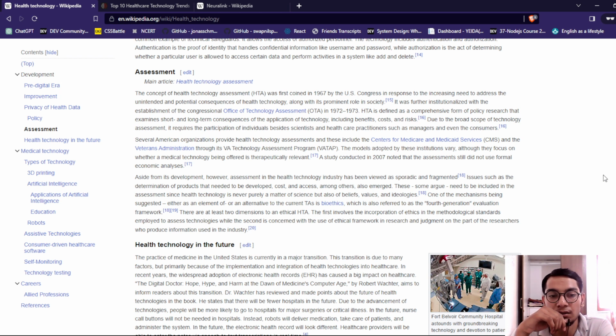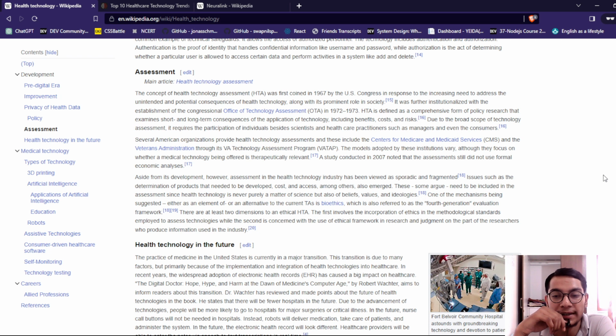Several American organizations provide health technology assessment, and these include the Centers for Medicare and Medicaid Services. The models adopted by institutions vary, although they focus well. A study conducted in 2007 noted that the assessment still does not use formal economic analysis aside from development. However, assessment technology aids determination of products that need to be developed. These factors need to be included in assessment since health technology is never purely a matter of science.